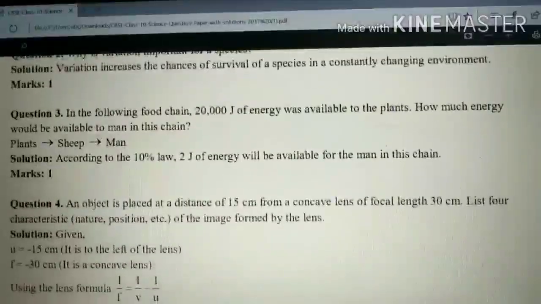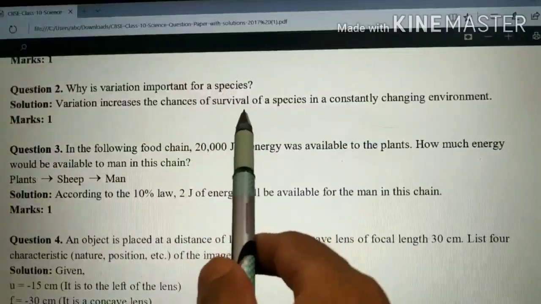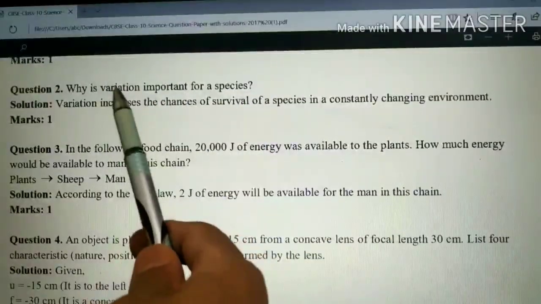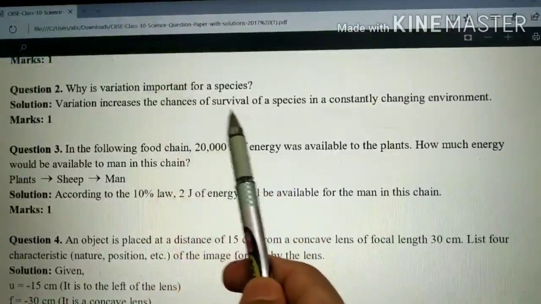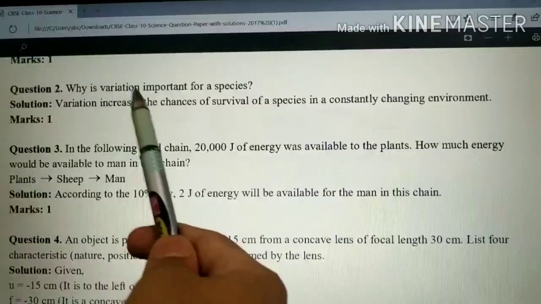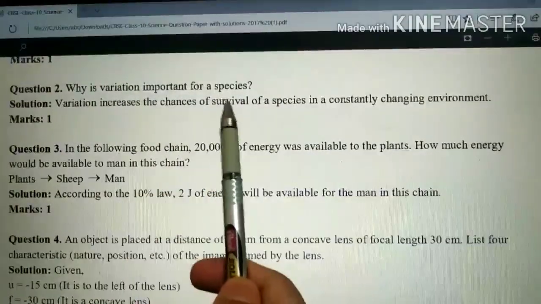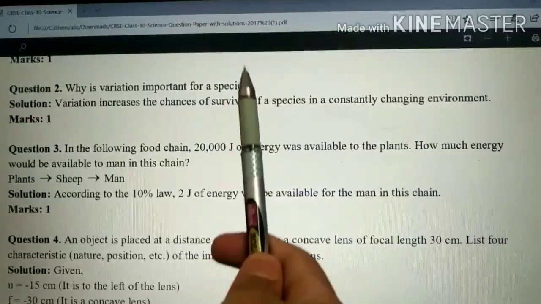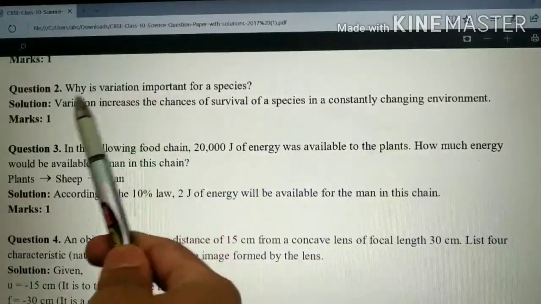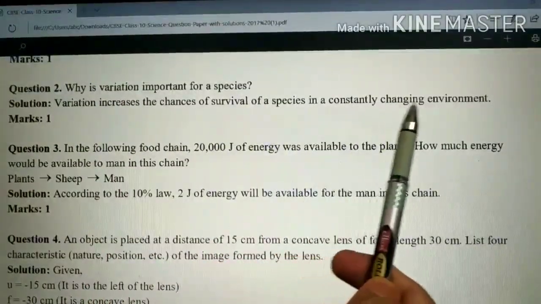Question number 2: why is variation important for a species? That is from heredity and evolution. We already know why variation is important: for survival advantage. If species are to survive in nature, they need variation. So the answer is: variation increases the chance of survival of a species in a constantly changing environment.